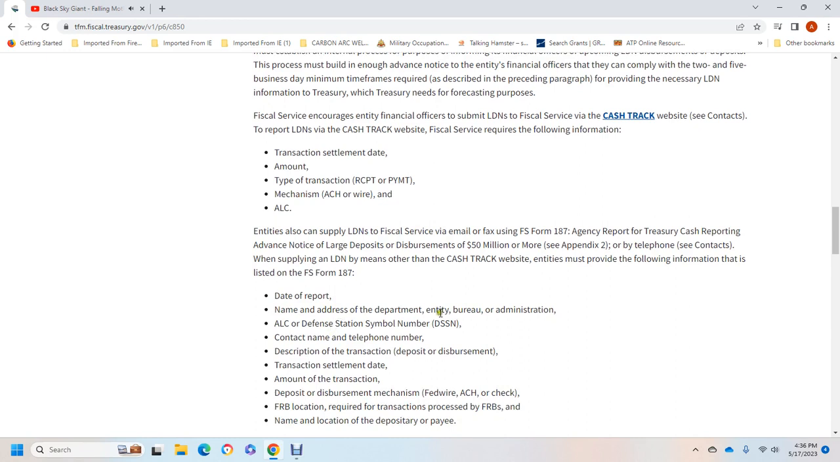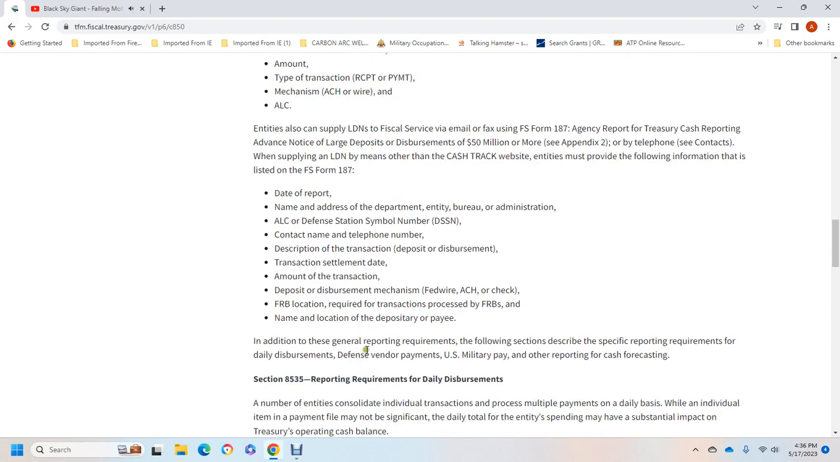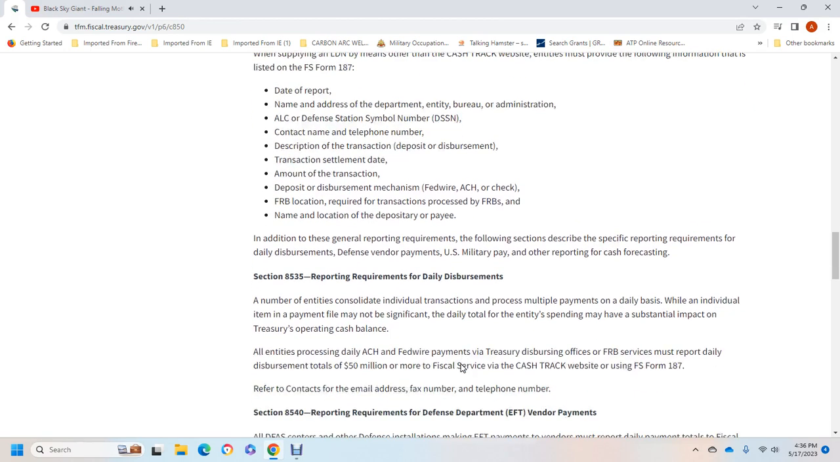Date of the report, name and address of the department or the entity of the Bureau of Administration, agency location, defense station number, contract number, the telephone number, description of the transaction, deposit or disbursement, and transaction settlement, the amount of the transaction, deposit or disbursement mechanism, Federal Reserve Bank location required with the transaction processed by Federal Reserve Bank, and name and location of the depository payee. In addition to these general reporting requirements, the following sections describe the specific requirements of the daily disbursement, defense vendor, U.S. military, other reporting, and cash forecasting.